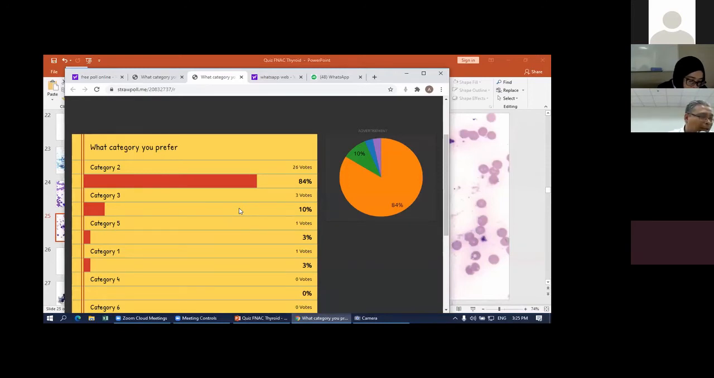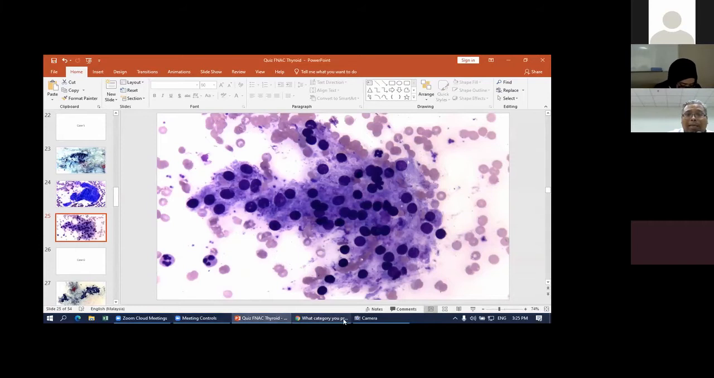I do not have any follow-up. Basically for category 2 they don't do any resection, but there is actually category 2. All right, I'm going to the second case.